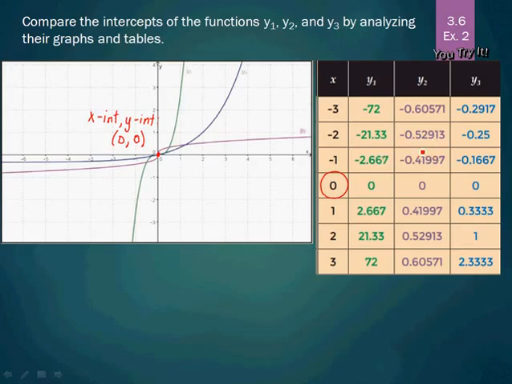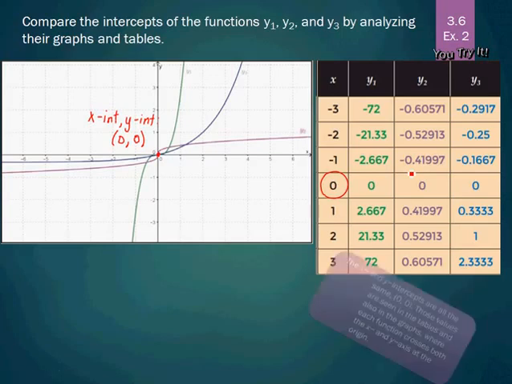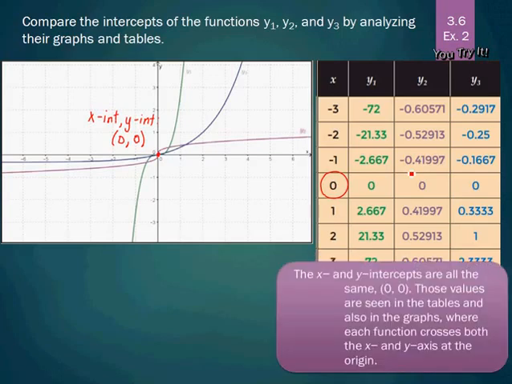And so we can go ahead and just summarize here and say the x and y intercepts are all the same, (0, 0). These values are seen in the table and also in the graphs, where each function crosses both the x and y axis at the origin.